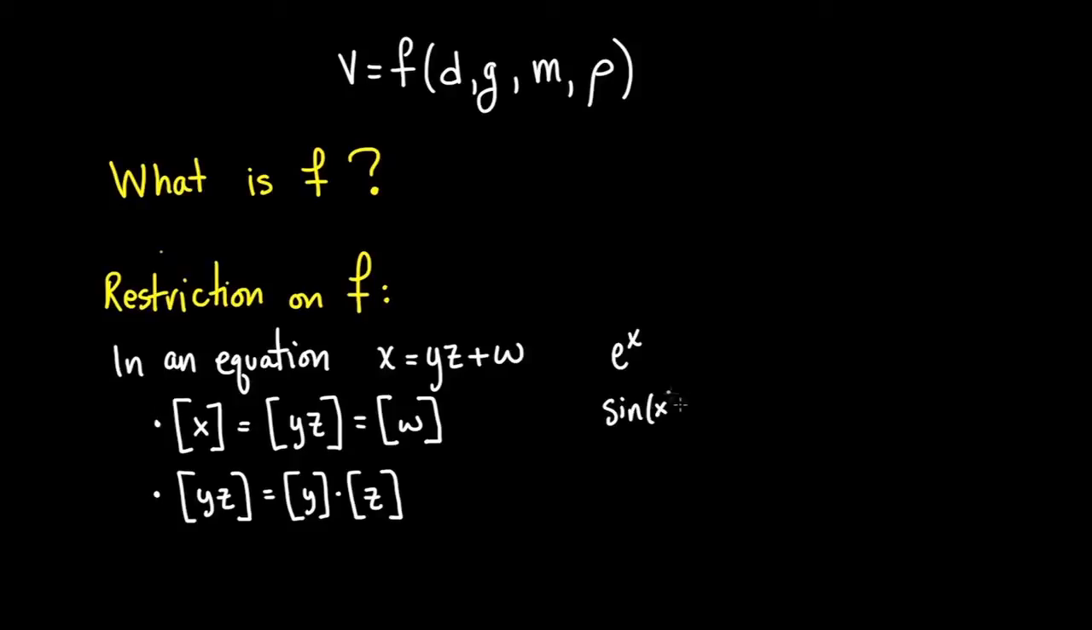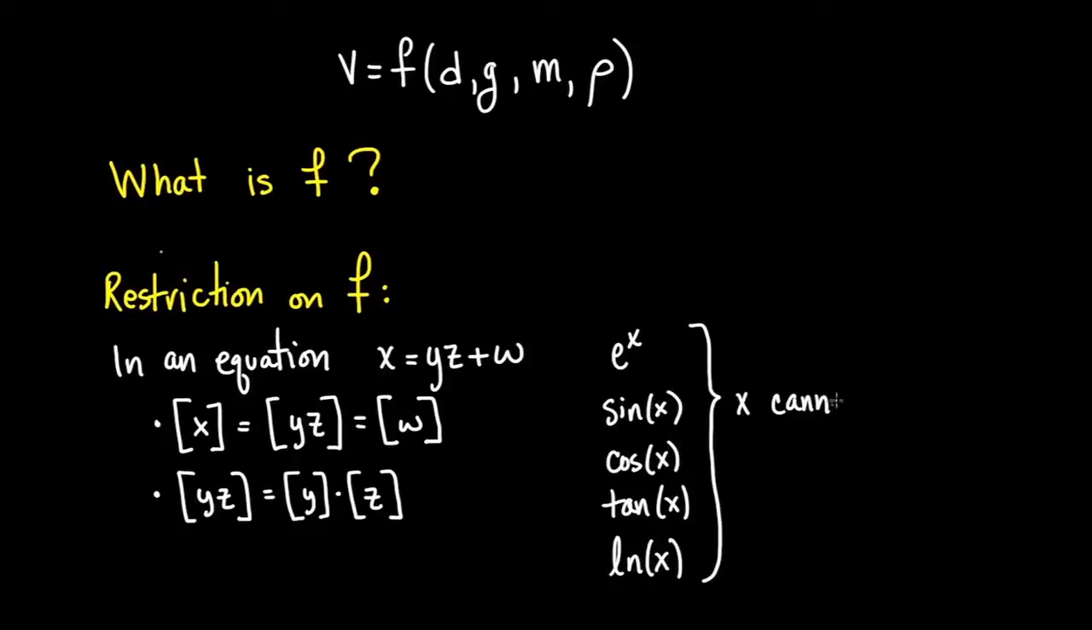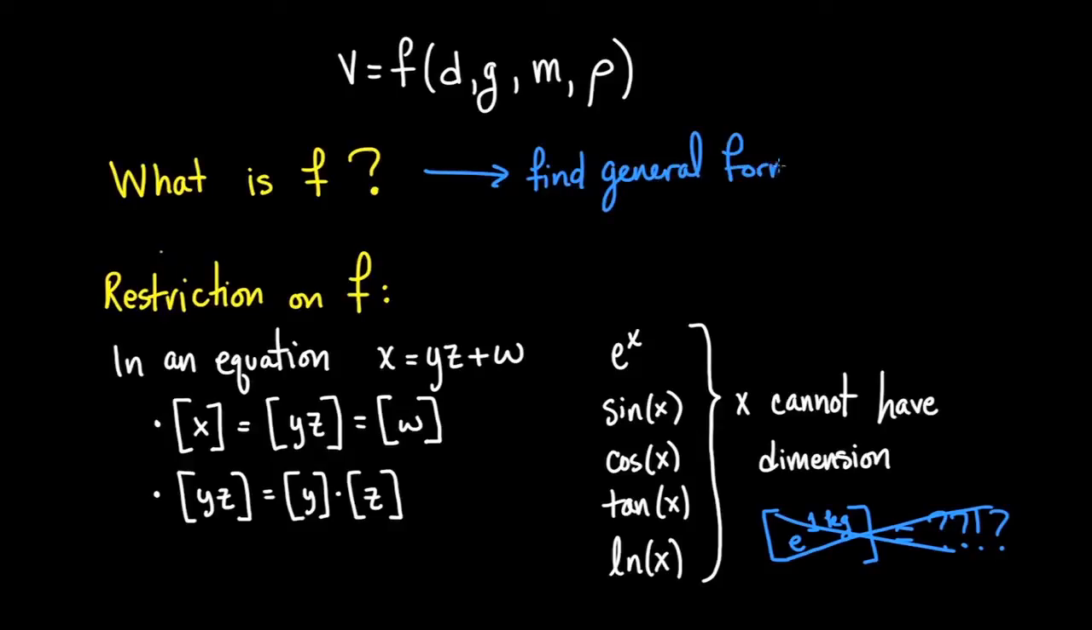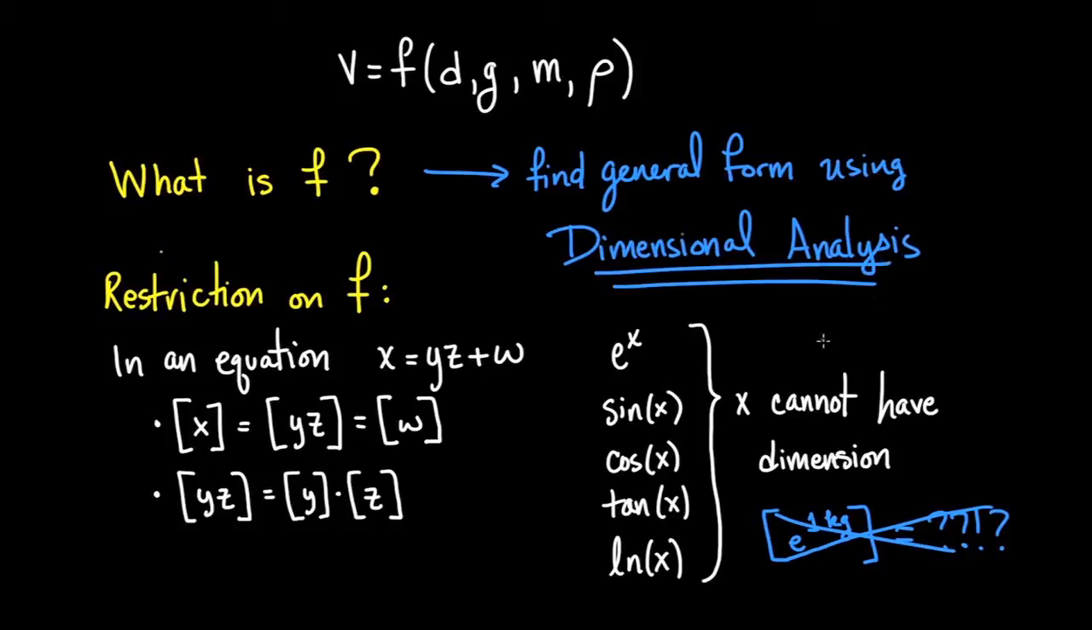And many functions, exponential, logarithmic, trigonometric, cannot have input variables that have dimension. What would e to the 1 kilogram mean? What units could it possibly have? We're going to show you a problem-solving method that will allow you to find the most general form of such a function. This method is called dimensional analysis.